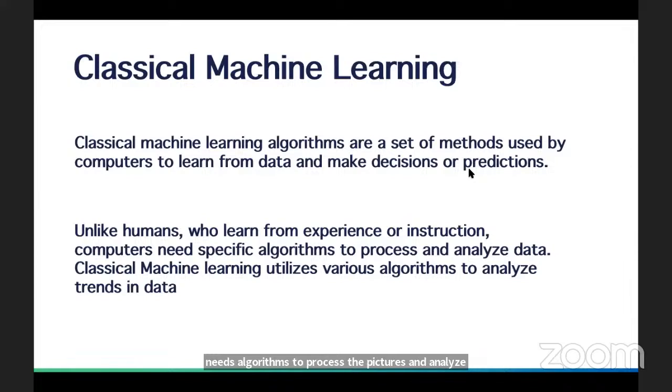Classical machine learning utilizes various algorithms to analyze trends in data. These are mathematical models of the real world, and we implement these different kinds of algorithms. Some of them are a mathematical or statistical way of representing a problem. Some of them use logic, like decision trees. We can also use dynamic programming and a lot of different concepts. So classical machine learning utilizes algorithms to analyze trends in data, as opposed to deep learning. Deep learning uses neural networks, right? So that's the difference between these two.